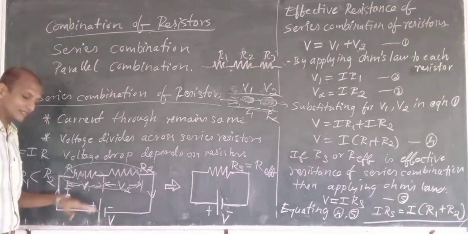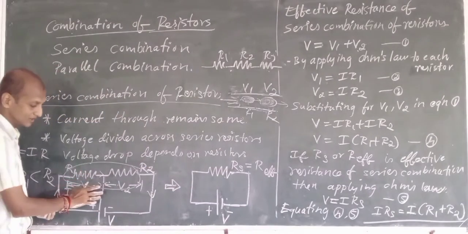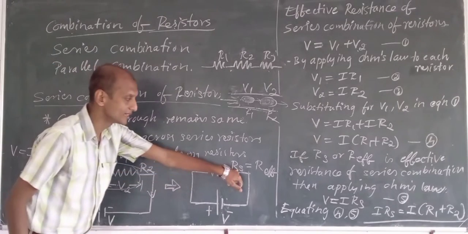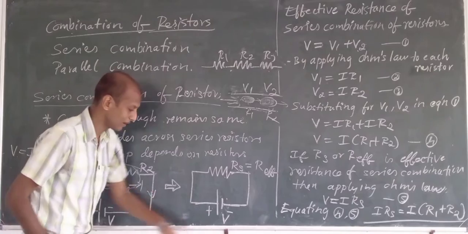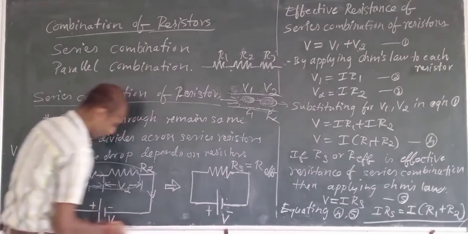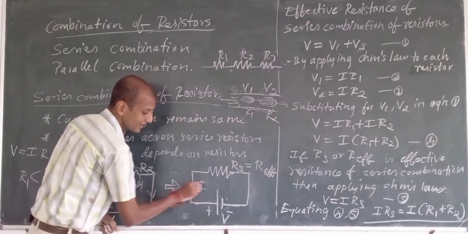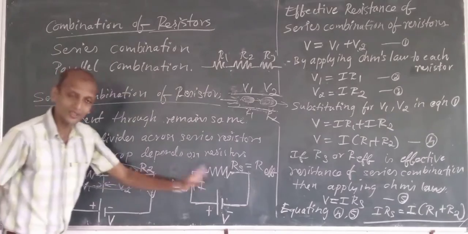So this is how I have simplified the circuit from this circuit to this circuit, and this is what is called the series combination of resistances, RS. The same voltage which has been applied here, I have given here also. So then the current I that flows here will be the same amount of current as that of here.